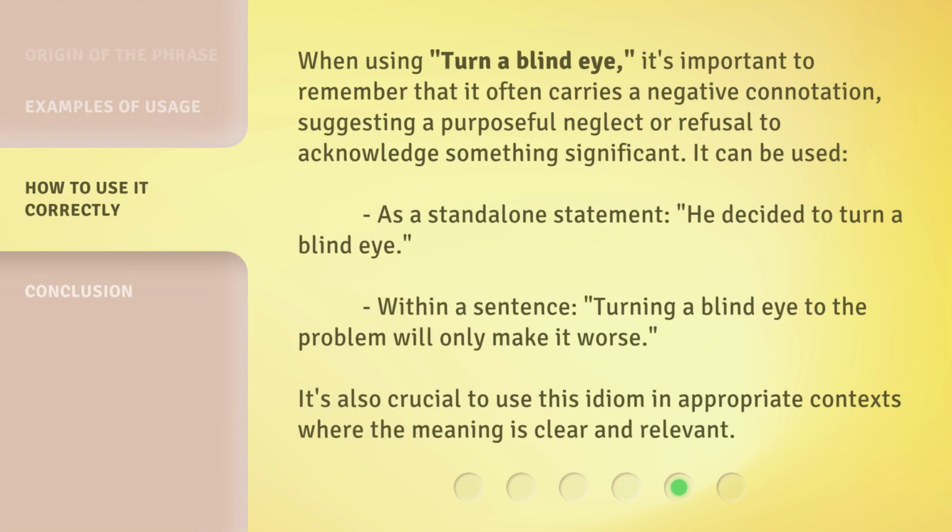When using "turn a blind eye," it's important to remember that it often carries a negative connotation, suggesting a purposeful neglect or refusal to acknowledge something significant. It can be used as a standalone statement: "He decided to turn a blind eye." Within a sentence: "Turning a blind eye to the problem will only make it worse." It's also crucial to use this idiom in appropriate contexts where the meaning is clear and relevant.